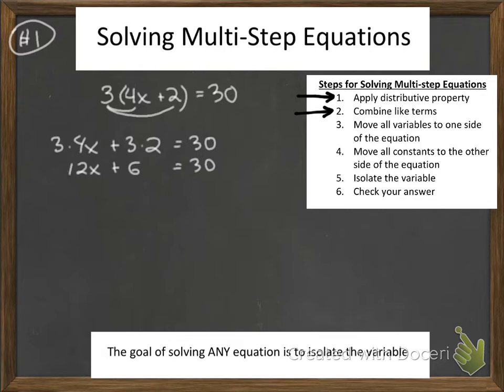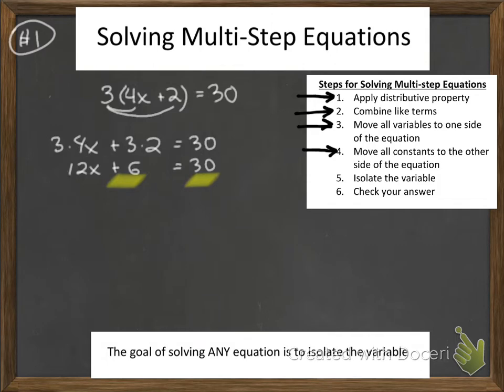We can move right on to the third step, which is to move all variables to one side of the equation. Again, if I look at this, I can see that there's only one term in this problem that contains the variable, which is the 12x. So I don't need this step. Okay, so let's go to step 4. It says move all constants to the other side of the equation. Now, if I look at my constants, I can see that I have a plus 6 on the left side of the equation and I have a positive 30 on the other side. So this is a step that is useful and helpful to me.